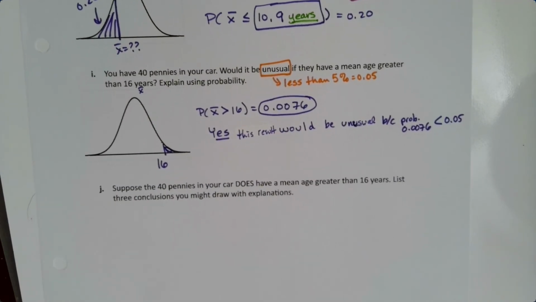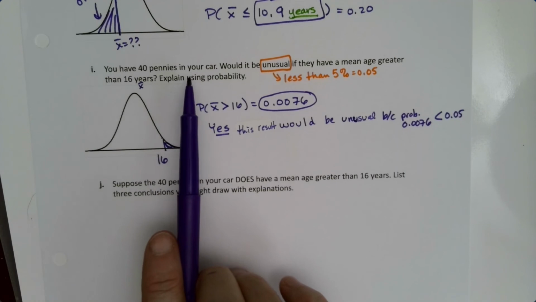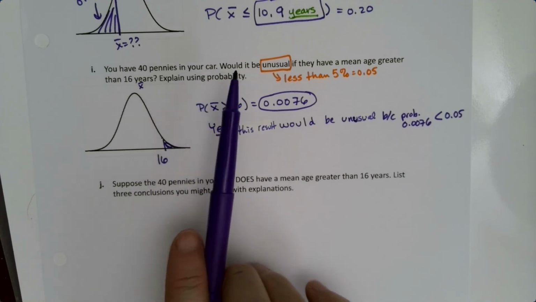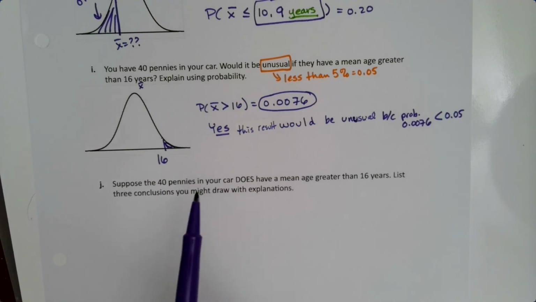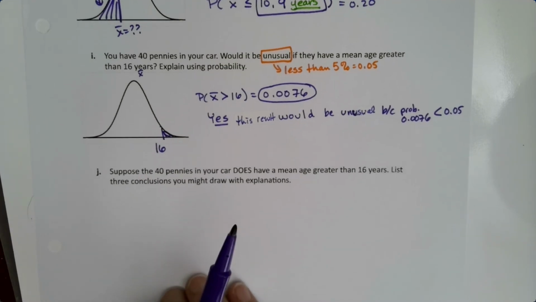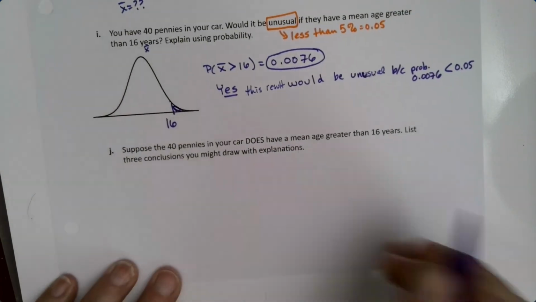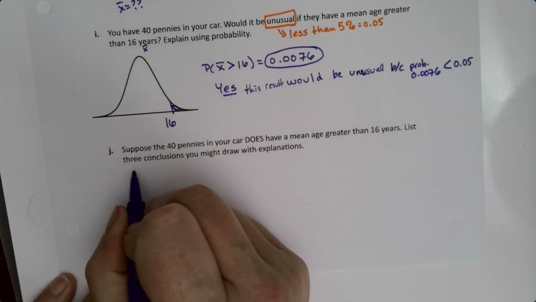All right, so now let's answer the question of, suppose you actually did this. Suppose you had 40 pennies in your car, right? Would it be unusual? And it is unusual, but you have it. The average age of those 40 pennies in your car is greater than 16 years. So what are some possible conclusions you could draw?